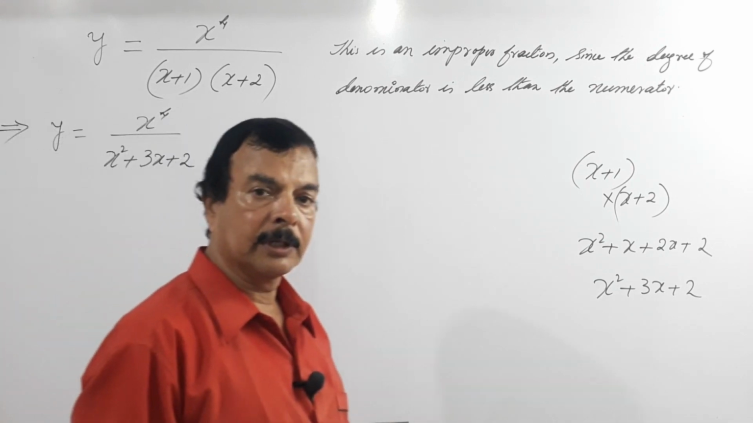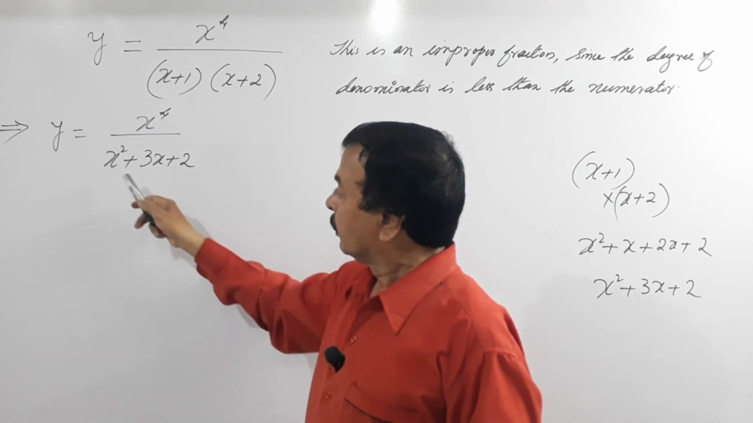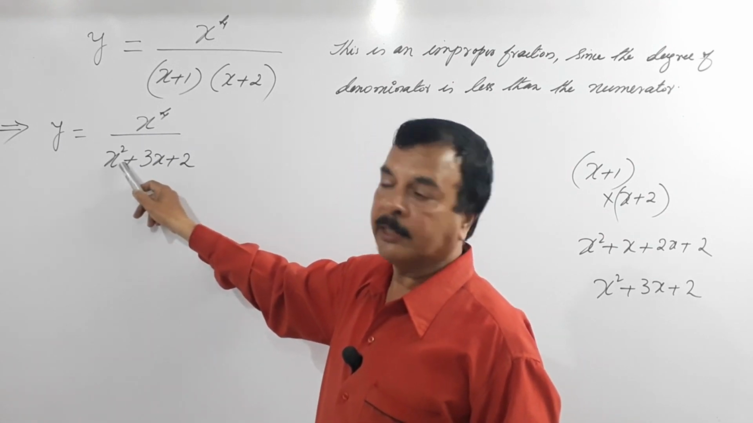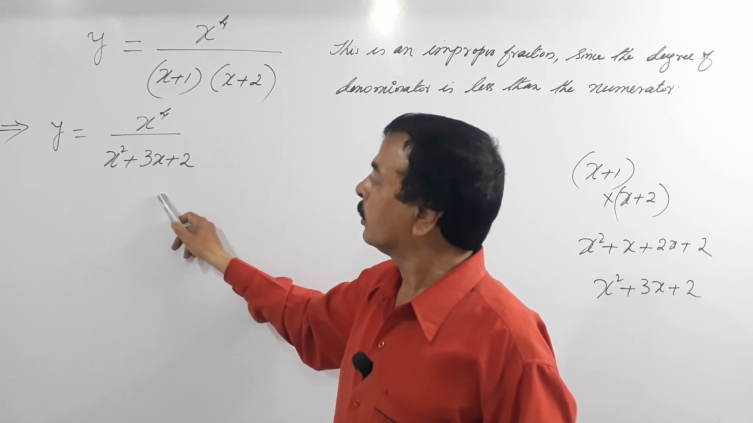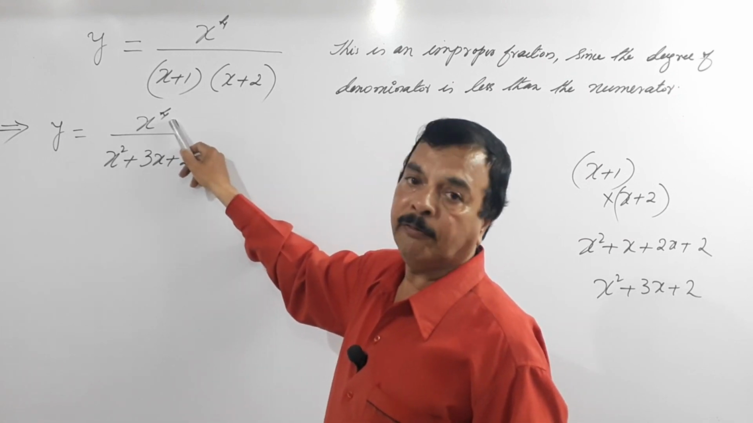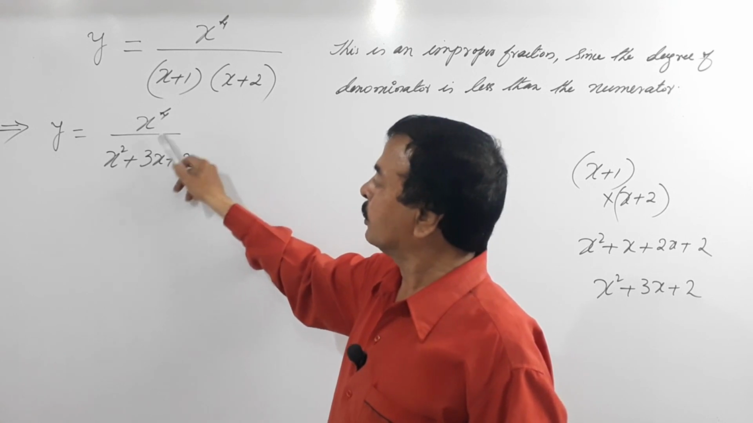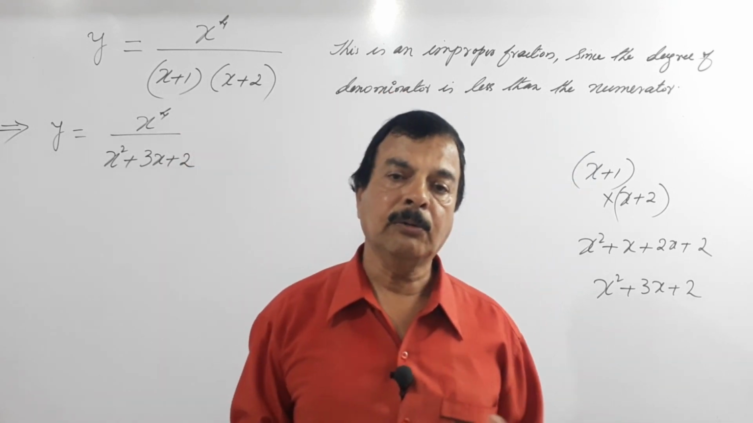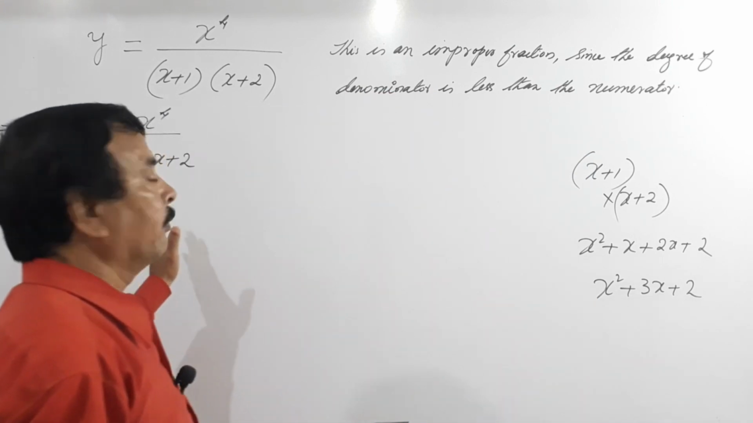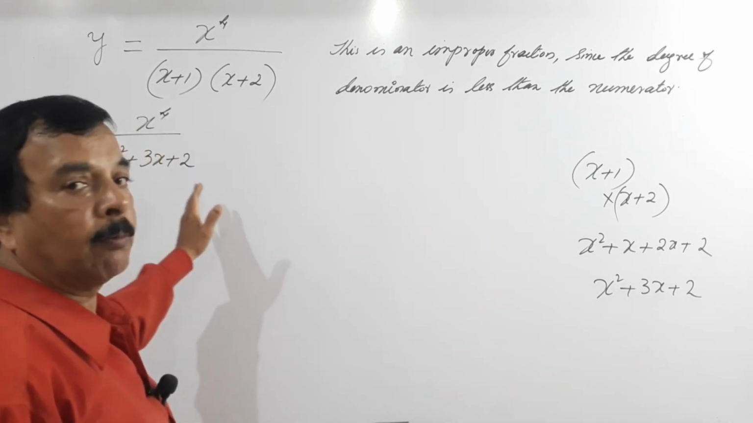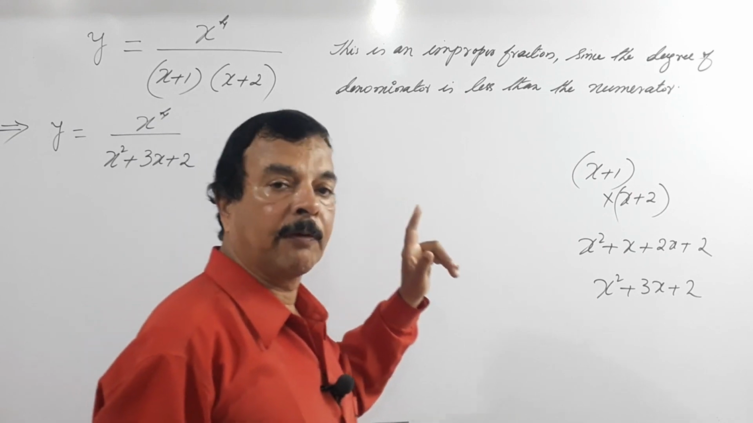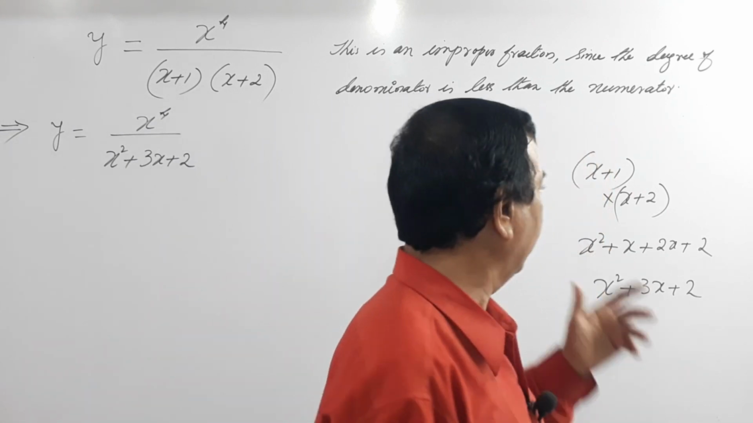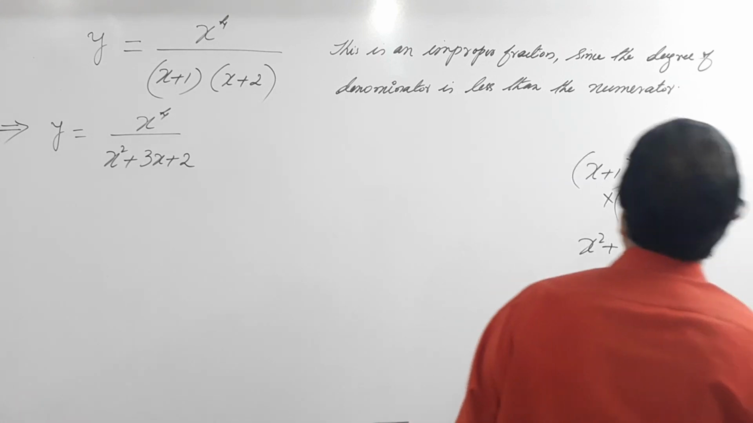Note here students, the degree of x is 2, that is x square is the highest, it is a quadratic equation, isn't it? But the degree of x here is 4. Since 4 is greater than 2, it is an improper fraction. So now what you have to do? We have to convert this improper fraction into proper fraction by dividing the numerator by denominator. So let's do this.